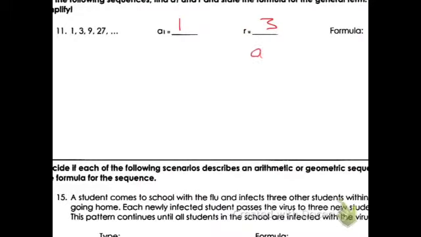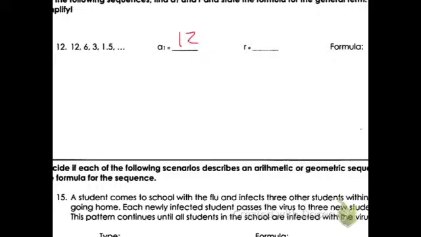So we're going to write that down, except replace a sub 1 and r with what the numbers are, n minus 1 power. So that's going to be the formula for that one. A sub 1's there, r, or your common ratio is right there. On 12, we have initial value of 12, and it has a common ratio of 1/2, because you're dividing by 2 every time. And so my formula is going to look like this. A sub n equals initial value times my common ratio to the n minus 1 power. And that's going to be it for that one.